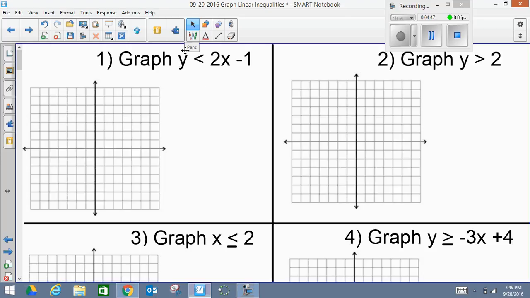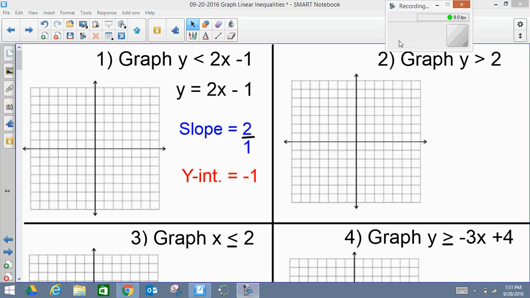Now when we're graphing this, I need to graph the equation first. So I'm going to write the equation from here, and then I'm going to draw the line. I just rewrite the inequality as an equation, because I'm going to graph it using the slope-intercept form.